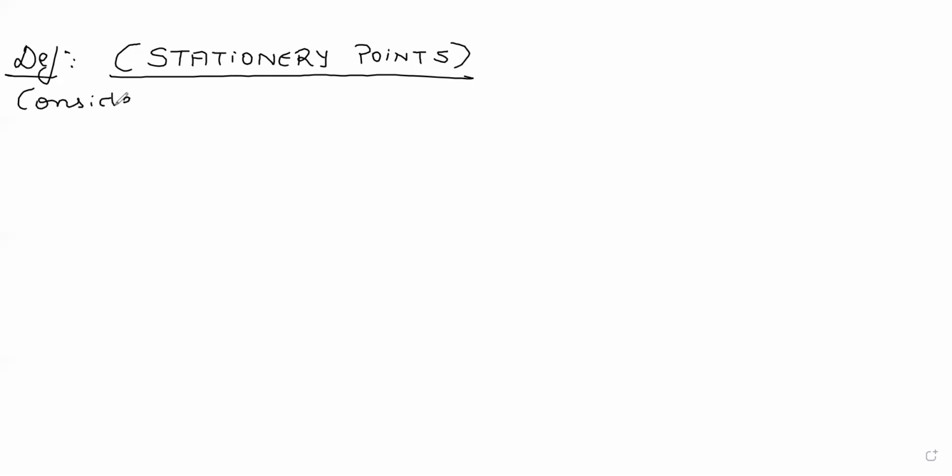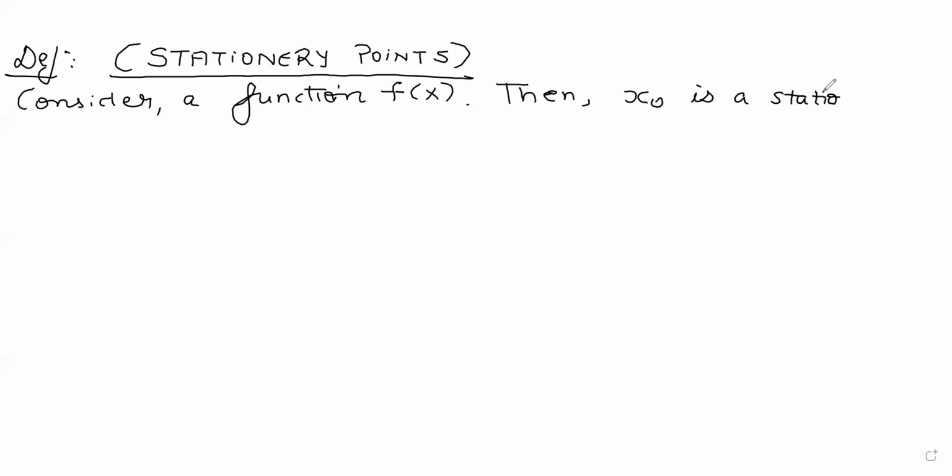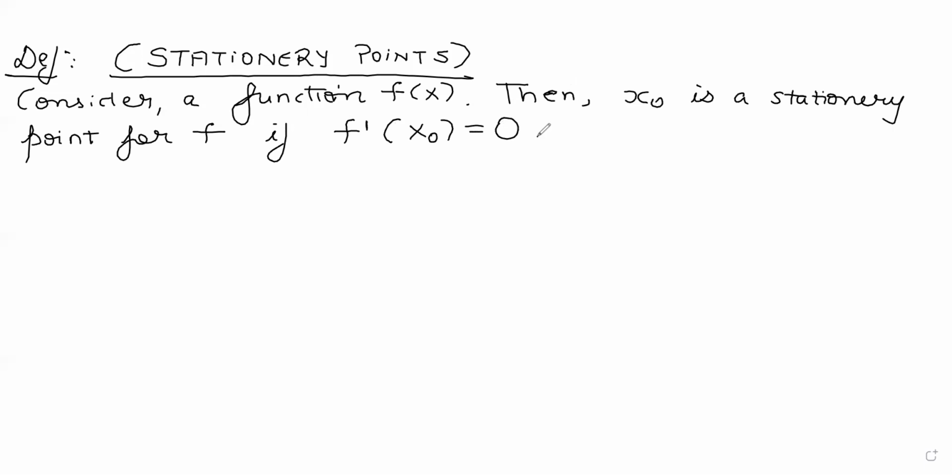Consider a function f of x. Then x0 is a stationary point for the function f if the derivative f dash at x0 is equal to 0.